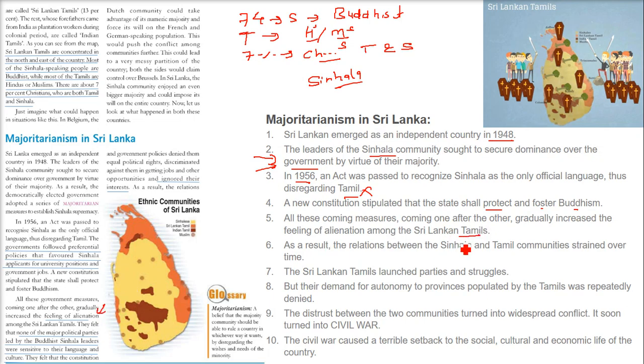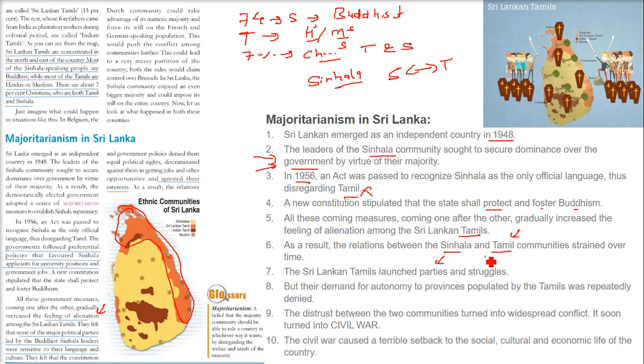They had a feeling of alienation that our Tamil, first of all our language and our religion is not being taken care of by the government, and they are alienating us. They are not treating us in the way which we should be. And because of this, the Sinhala and Tamil started having tensions. Now because the Tamil had nothing else to do, their leaders started making different organizations and went to the government. They said, okay, give this place to us, give us an autonomy of this place.